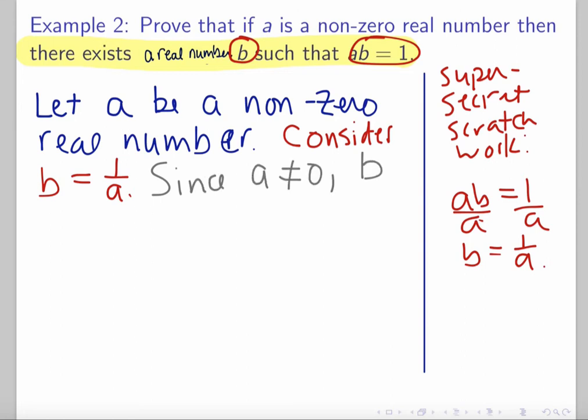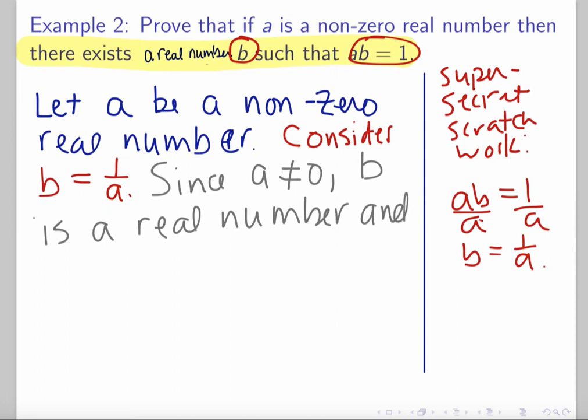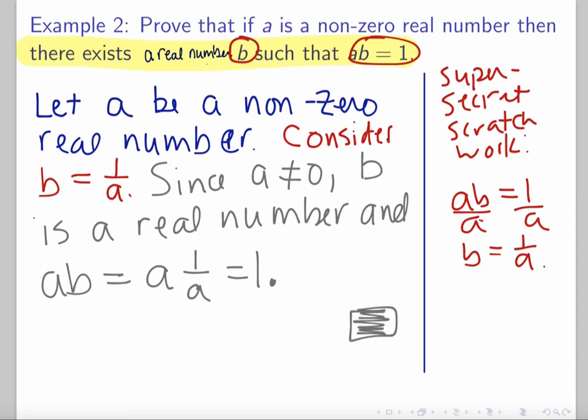So since a isn't 0, b is a real number, and when I take a times b, which is a times 1 over a, that of course simplifies to 1. And I've proven what I wanted. I've shown that there exists a real number with the right property, because I found that real number. I solved for it, but I'm not going to show anybody that I solved for it. I'm just going to say, here's the b that works, and this is why. And that's the end of that proof.